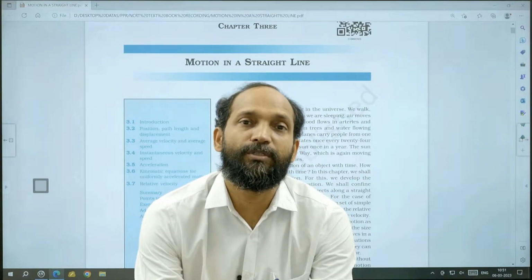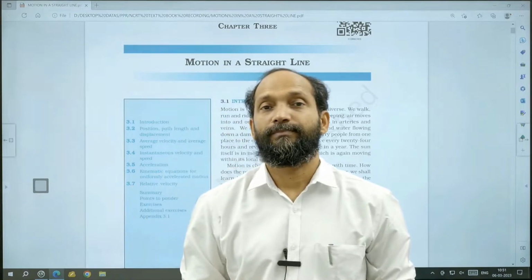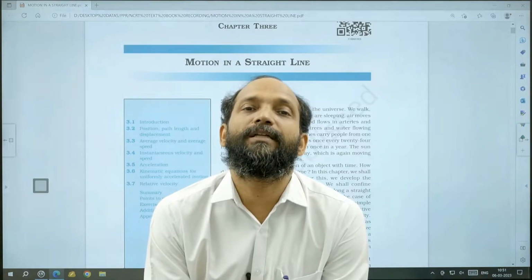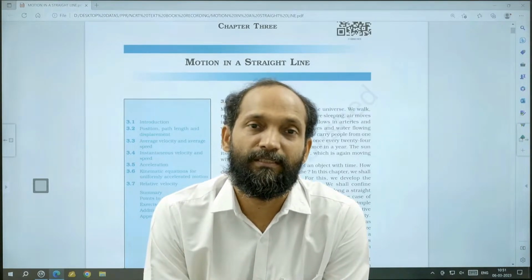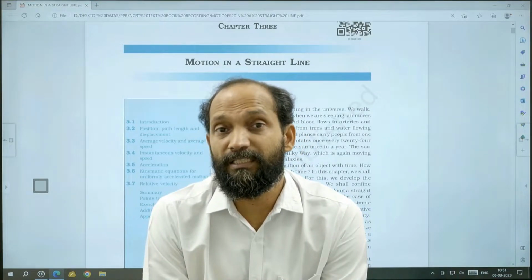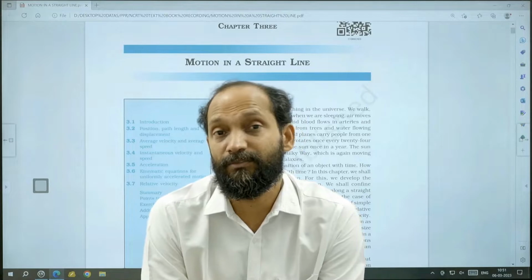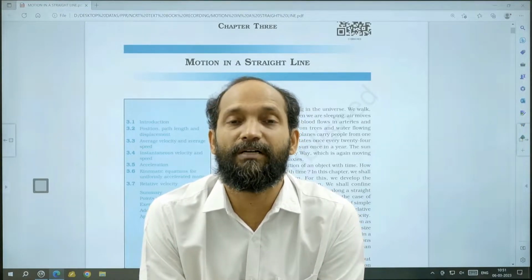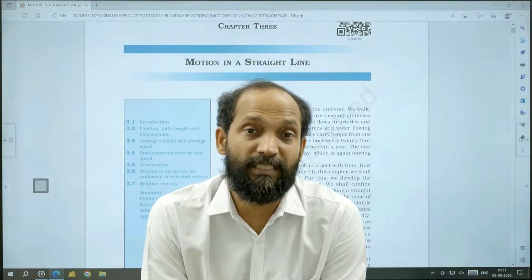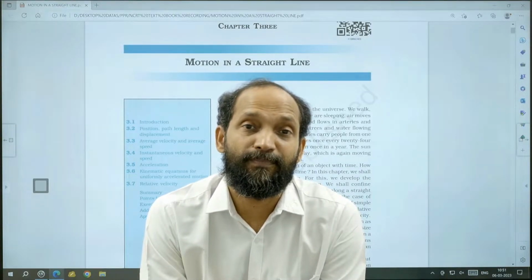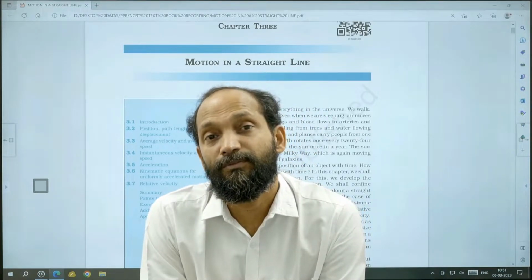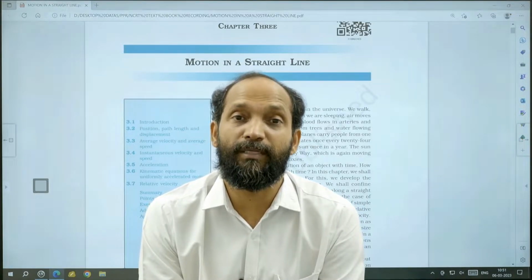After that, we have to revise speed and velocity. Speed is the rate of change of distance; velocity is the rate of change of displacement. Velocity can be negative, speed can never be negative. Speed can decrease while traveling, but distance cannot decrease. Speed can increase, distance can increase. Displacement can increase or decrease or become zero. Velocity can increase, decrease or even become zero during motion.